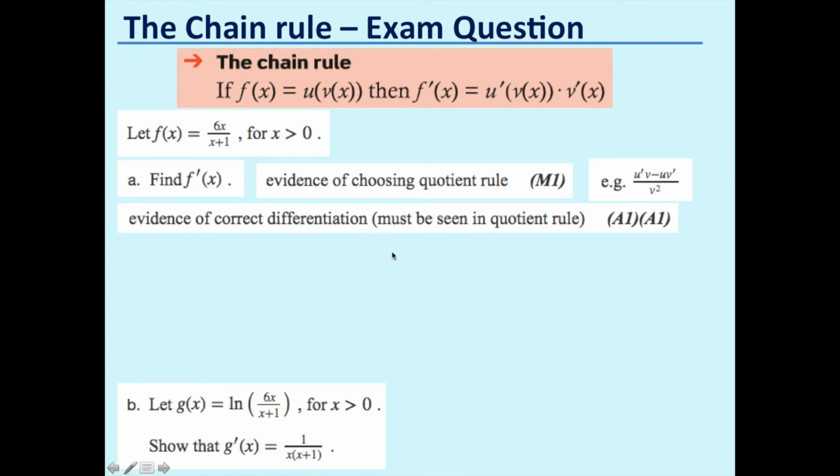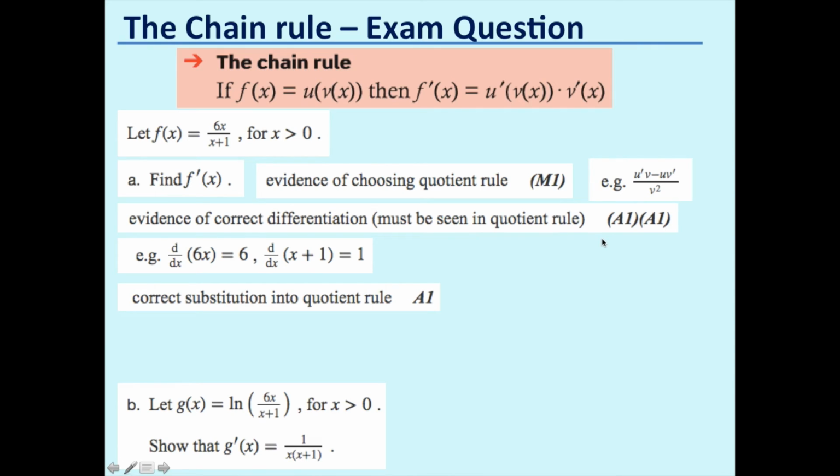The next two marks are evidence of correct differentiation. So we can see that for here, if we want to get u dash v minus u v dash, we've got to actually figure out the correct values for u dash and v dash. So here we can see that if we differentiate 6x, it gives us 6. If we differentiate x plus 1, it's just going to give us 1. So correct differentiation, 1 mark for each of those.